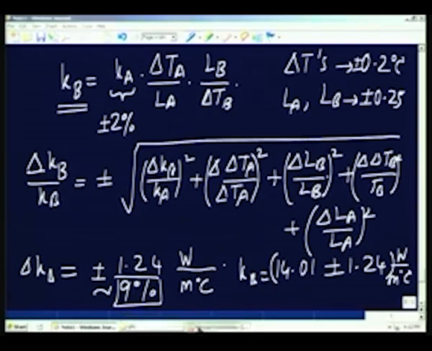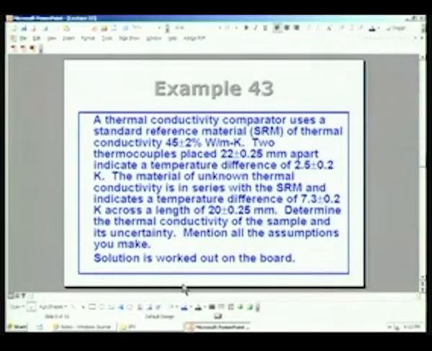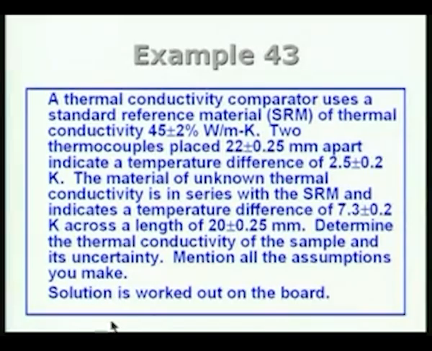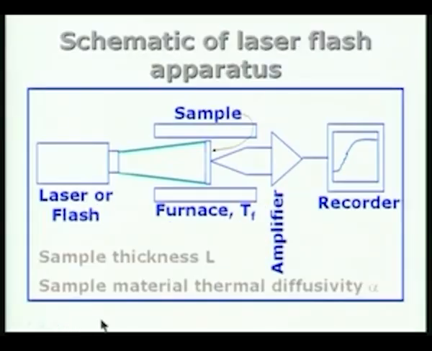So with this, we have looked at basically the measurement of thermal conductivity by steady state methods. What I will do now is to look at the measurement using an unsteady method. A typical example I am taking is the laser flash apparatus. And what does the laser flash apparatus give me? Before I tell you what we are going to get, let us look at the apparatus and find out how it is arranged.